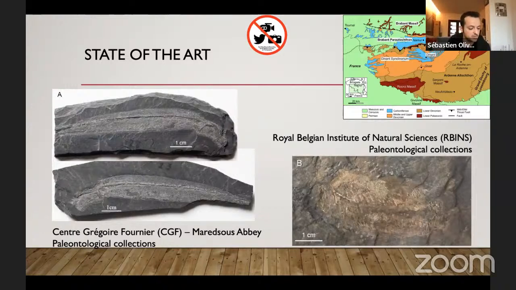The idea of my postdoc project started with these two awkward fossils. The one on the left was found in the paleontological collections of the Centre Grégoire Fournier, which belongs to the Marais-Sous Abbaye. We have the part and the counterpart, and the other one on the right belongs to the collection of the Royal Belgian Institute. And both come from the Ardennes Allochtone here in southern Belgium, and they are both Lower Devonian in age.